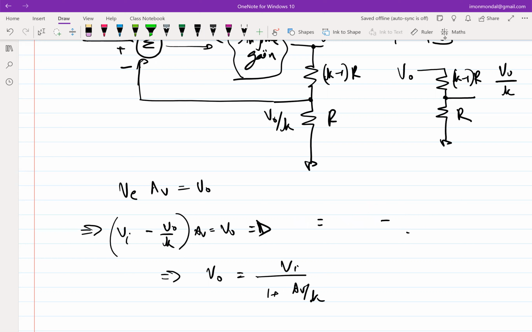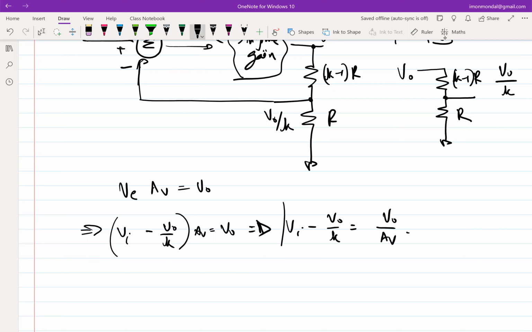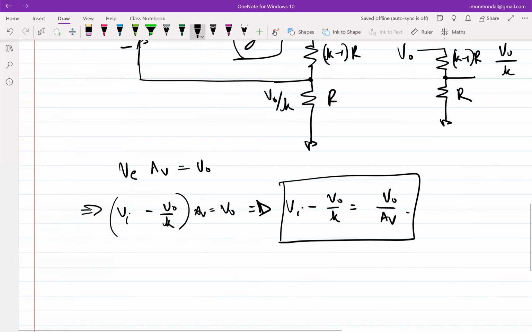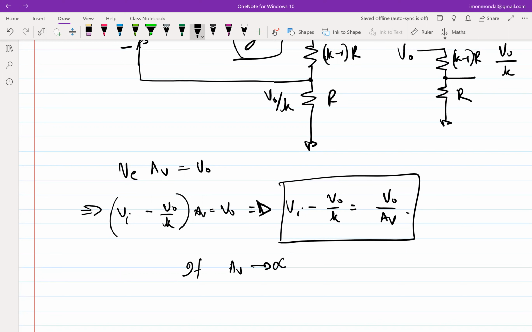Yeah, some mistake here. So let's stick to this format for the time being. So what happens if AV tends to infinity? Then (Vi minus V naught by K) tends to 0, which means V naught tends to K times Vi. Right?